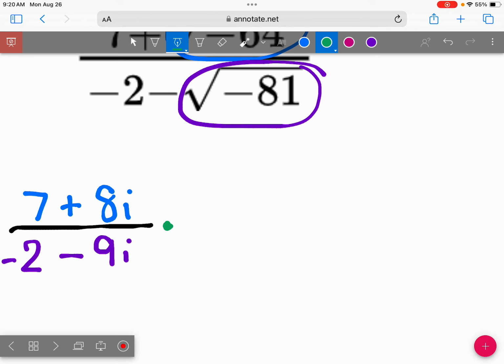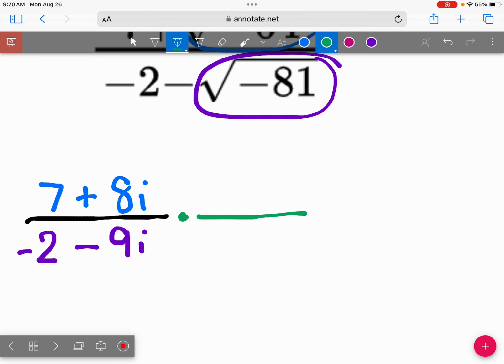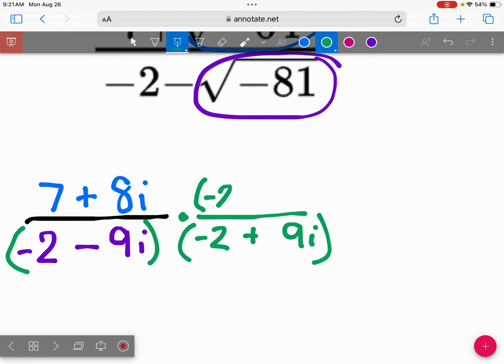So when we're looking for our conjugate, that's when we take our two same terms in our denominator, because we care about rationalizing our denominator. So I'm going to have my negative 2 and my 9i. And the piece that's different is we change our sign. So instead of being negative 2 minus 9i, it's going to be negative 2 plus 9i. And I'm going to multiply the top by the same value because I cannot change my expression. It does not have an equal sign, so I can't multiply both sides of an equal sign. I have to multiply by a 1.